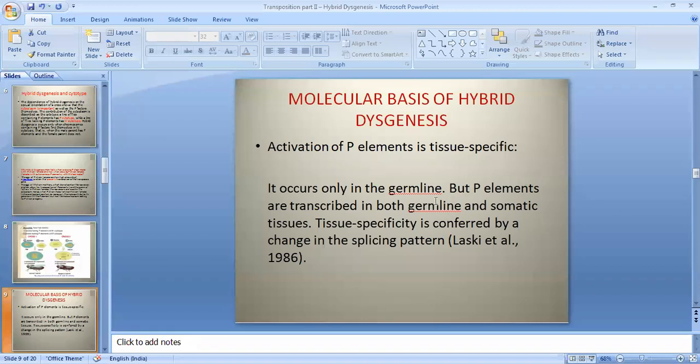Okay, but P elements are transcribed in both germline and somatic tissues. Though they are expressed in both germline as well as somatic tissues, their expression is different in germline and somatic tissue. Okay, and we will see that. So we must remember this.